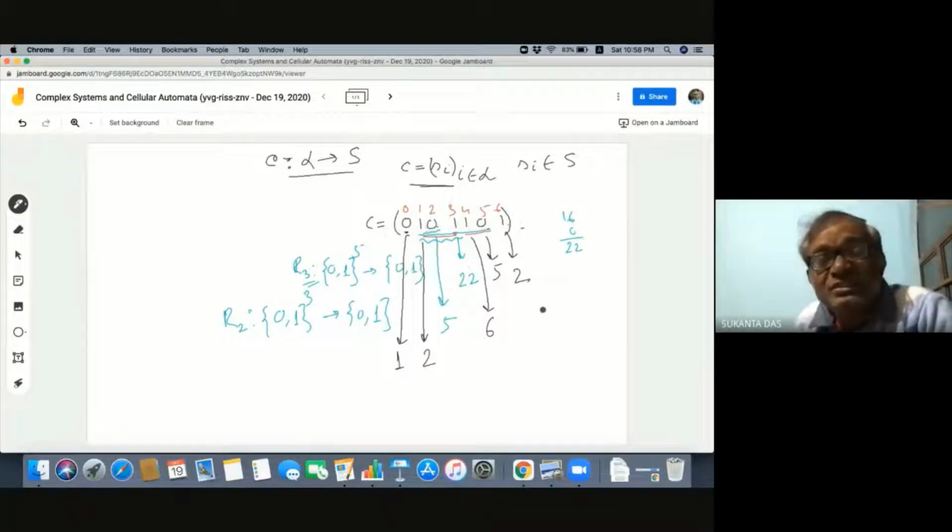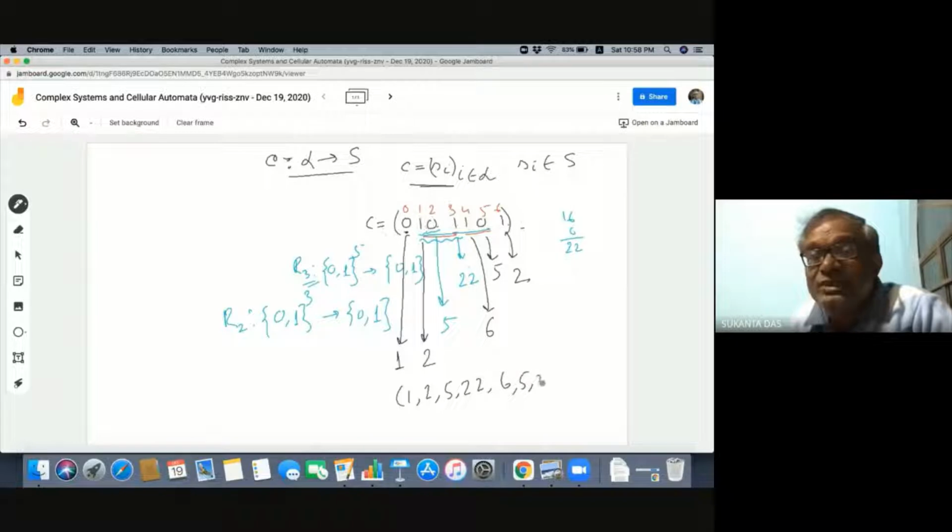So what do I get here? I get a sequence of RMTs: 1, then 2, then 5, then 22, then 6, then 5, then 2. This is the sequence of RMTs, right? We generally write this sequence as C tilde. So this is the RMT sequence. Therefore, it is nothing but another way of looking at the configuration.